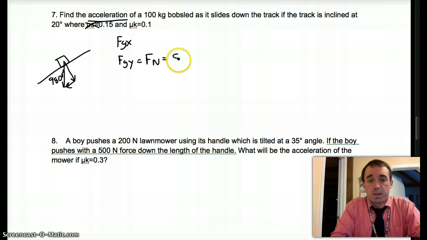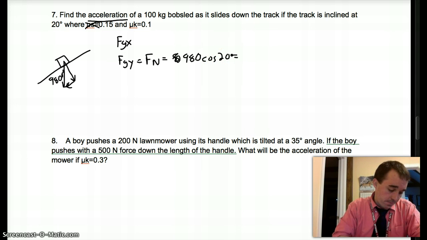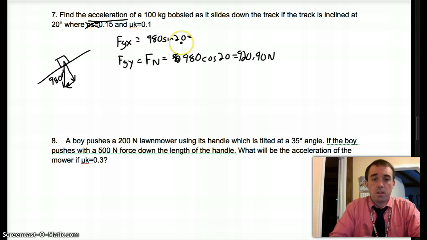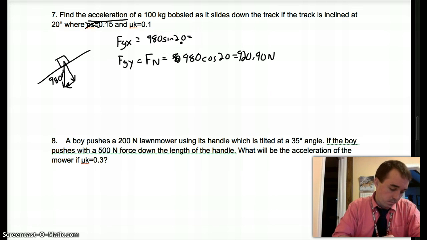Do this one first. It's going to be our 980 times, if you look at your equation sheet, F_GY is cosine of our angle, which is 20 degrees. 980 cosine 20 is 920.90, which is what I'll round to. 920.90 newtons. Similarly, F_GX is going to be 980 sine of 20, which is 335.18.